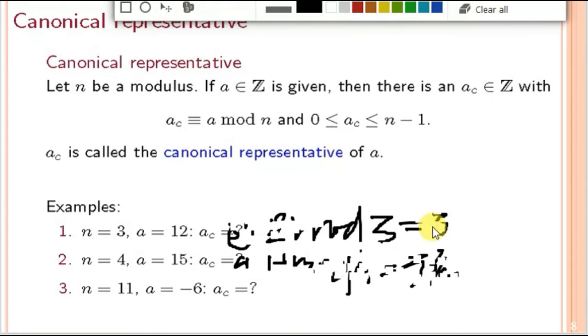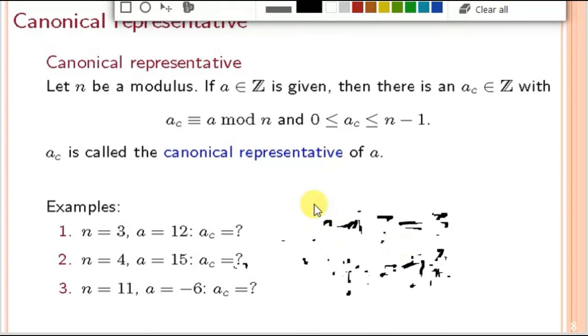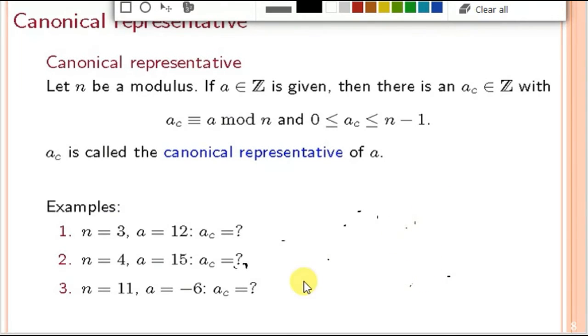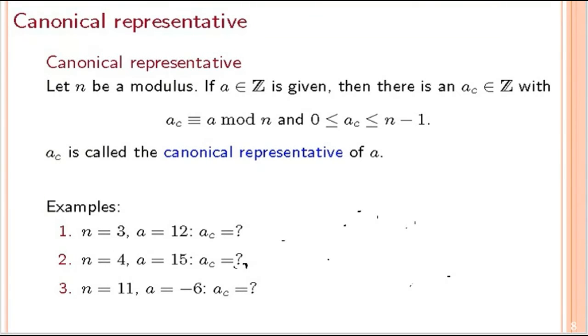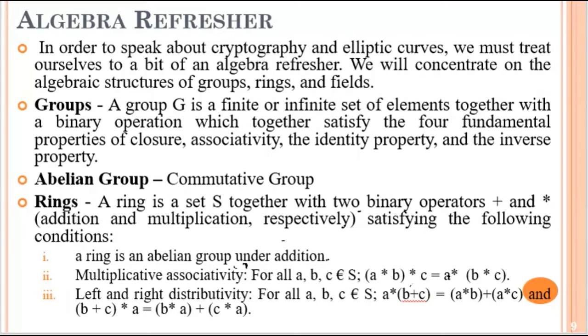Now the third question is n equals 11 and a equals minus 6. Then what will be the output of a_c? You calculate according to the same formula. So minus 6 mod 11. How do you calculate the output of this? You calculate the output of the third question similarly to before.